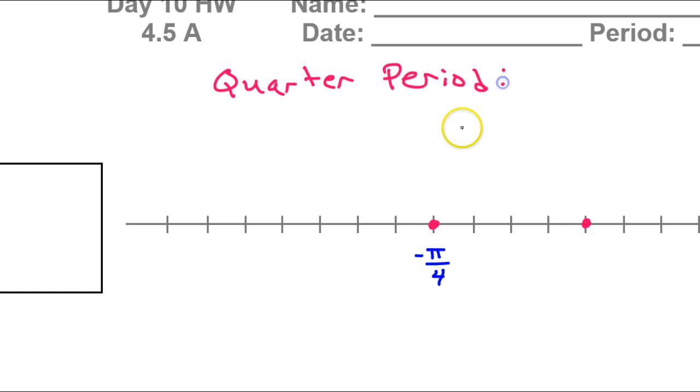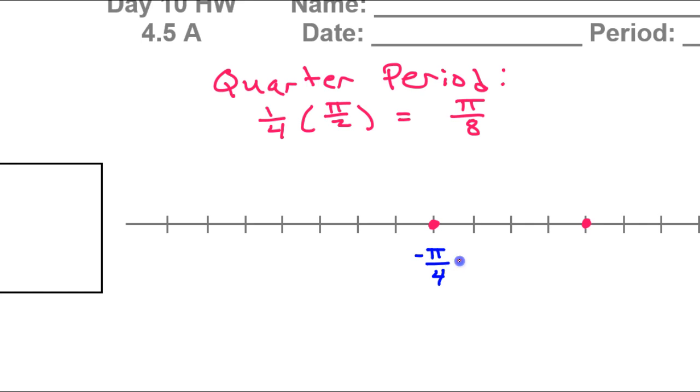All right, I'll erase this later. So if the period is pi over 2, then a quarter period is going to be 1/4 of pi over 2. All right, and so that's going to be pi over 8. So pi over 8 is a quarter period. So every one of these marks should be increasing by pi over 8. So in other words, if I take pi over 4 and I add pi over 8, I should get the next value. And I should be able to do that over and over again.